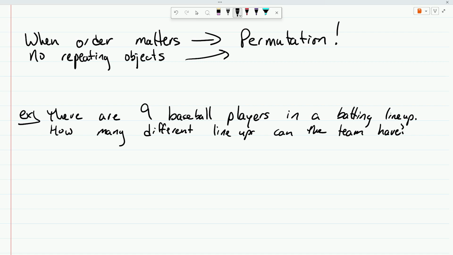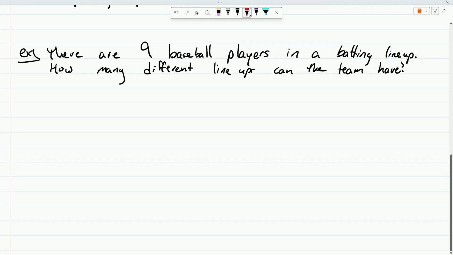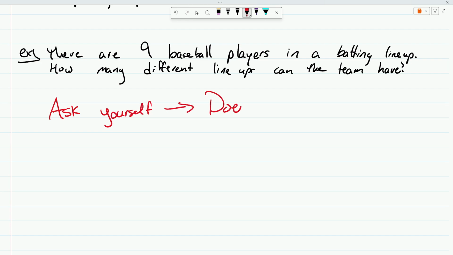All right, so if you think about this, order matters. Here's a situation where if you bat first, you can't bat 5th as well. So when you're reading these problems, always ask yourself, does order matter? Okay? So in this situation, order totally matters.